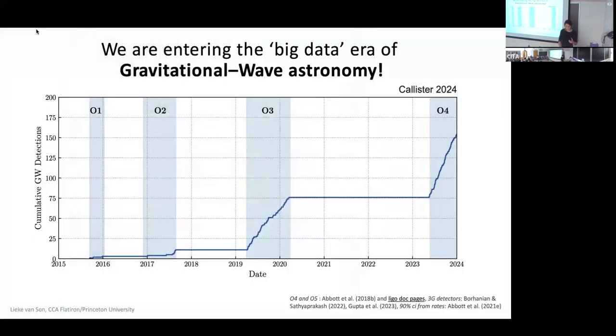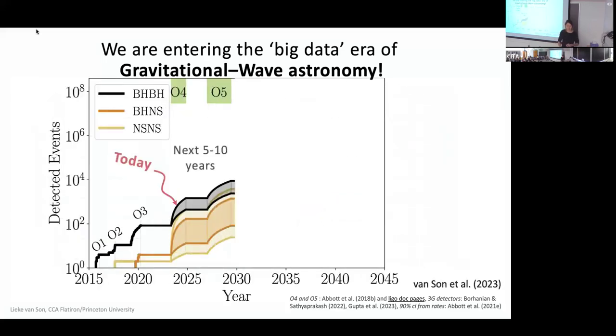Now, of course, this is just the beginning. This is a really nice plot from Tom Callister from his contributed paper this year, where you see the detections growing a lot from 1 to 10 to 100, and now we're growing a little bit slower, but we keep on going. O4a will be released in the next half year. They have to, because as people here probably know, they have to release the data by the summer.